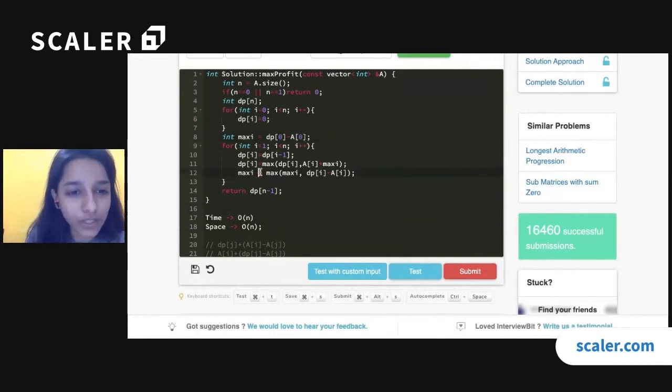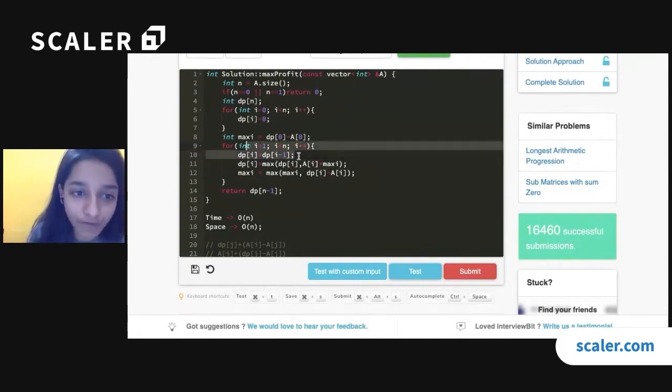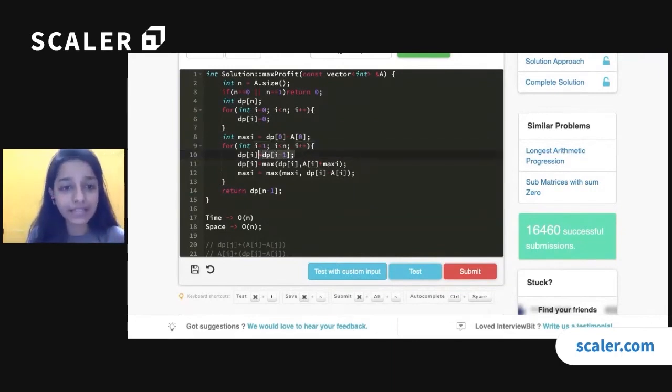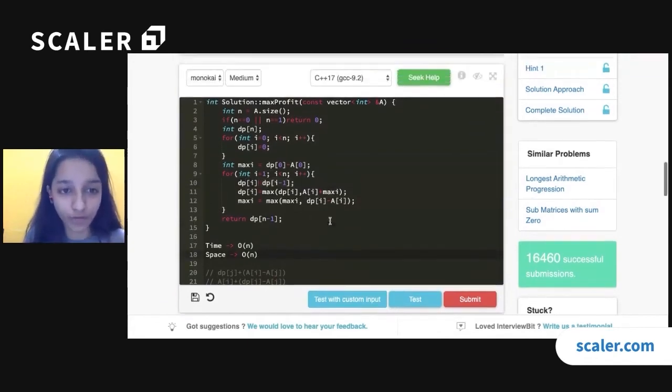If you carefully notice over here, dp of i is equal to dp of i minus 1. For every ith position, we are reliant on this dp array because we want dp of i minus 1. So if we store somewhere this dp of i minus 1, and utilize it in some way, then we can actually do it in just order of one space. Now I want you guys to try that thing. So here we are at time of order of n and space of order of n.